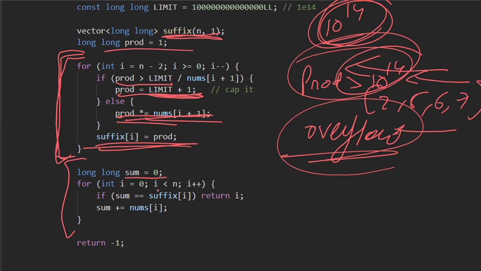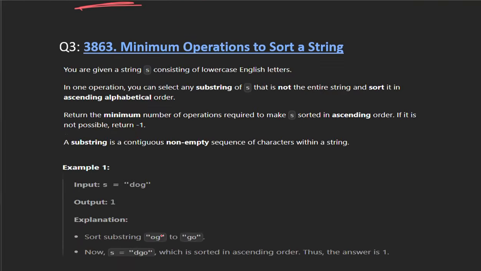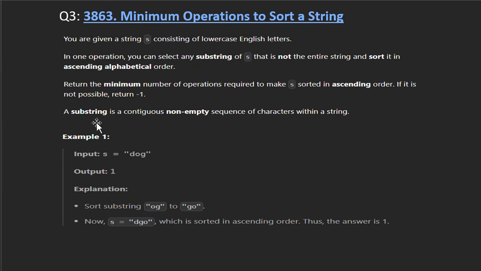Initially our sum is 0. Then we check if sum is equal to suffix of I, we'll return that index. But if that is not the case, we'll add the current element to the sum and update our sum. And if we do not get any single index which is balanced, then we will return -1 in the end. So I hope you get this solution also. So let's move to question number 3.